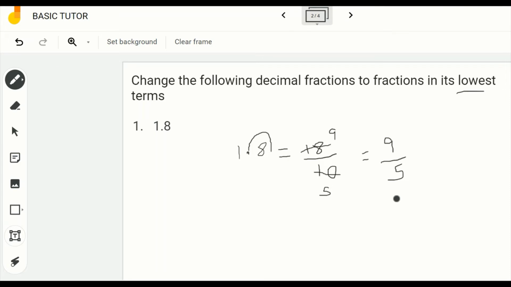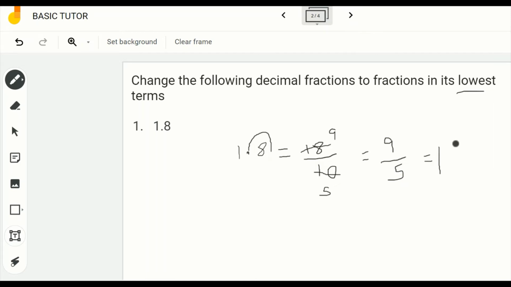But remember, we cannot leave our answer in improper fraction. Now when you have the numerator larger than the denominator, that is an improper fraction. So we have to leave it in a mixed number. So how do I do that? How many 5 do we have in 9? We have just 1 5, so that's one whole number. So we have 1 5 in 9, remainder 4.